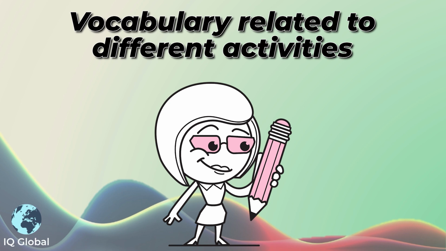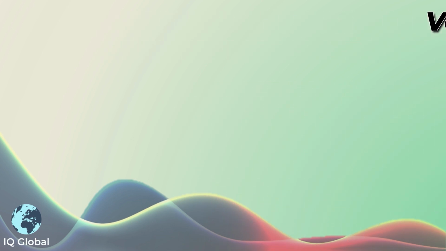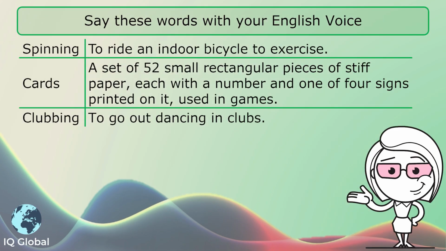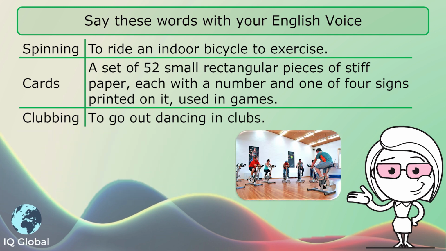Today, we will continue learning vocabulary related to different types of activities. So let's get started. Say these words with your English voice. Spinning. Spinning. This is to ride an indoor bicycle to exercise.